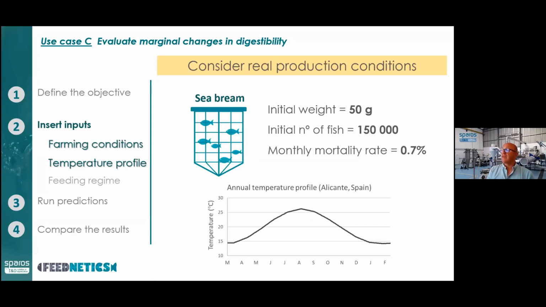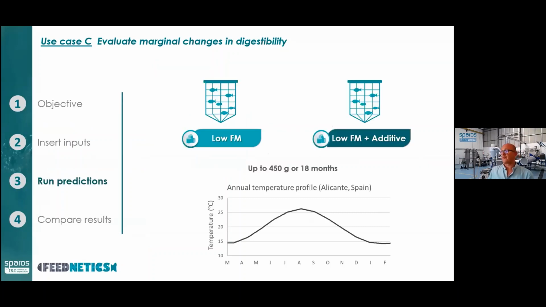And we used an actual temperature profile, the average temperatures from the Alicante area in Spain. So basically temperatures slightly below 15 degrees in the winter and going up to 26.5 degrees in the summer. And we have run these simulations for a long period, so we run it for 18 months or up to 450 grams of size of the fish.